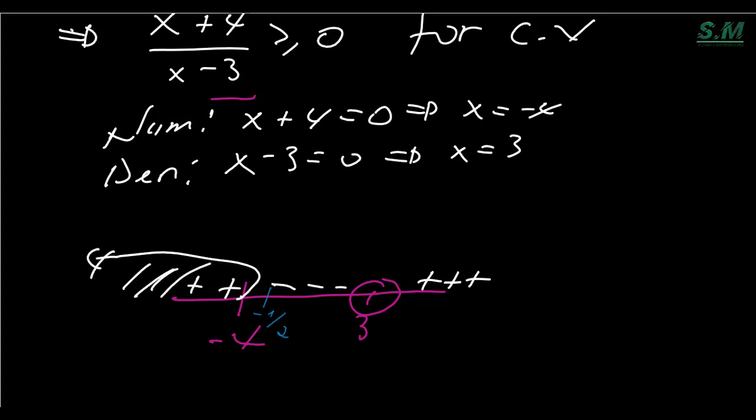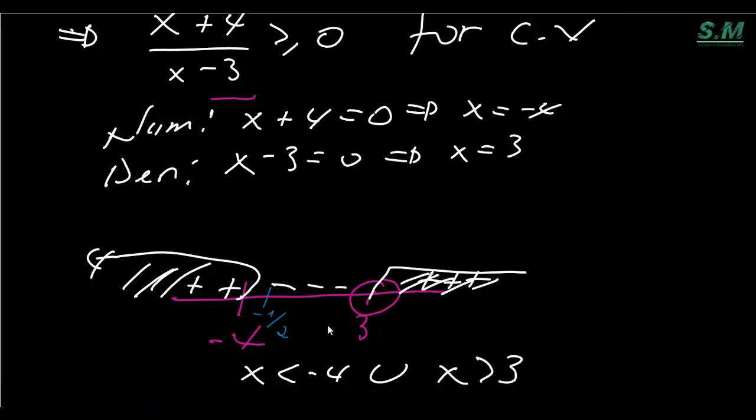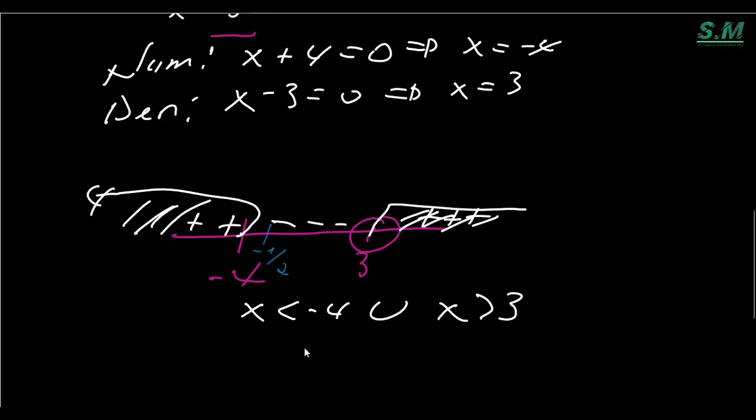It's definitely going to give this region and this other region. So it means x will be less than negative 4, or x should be greater than 3. But does this satisfy our initial inequality?